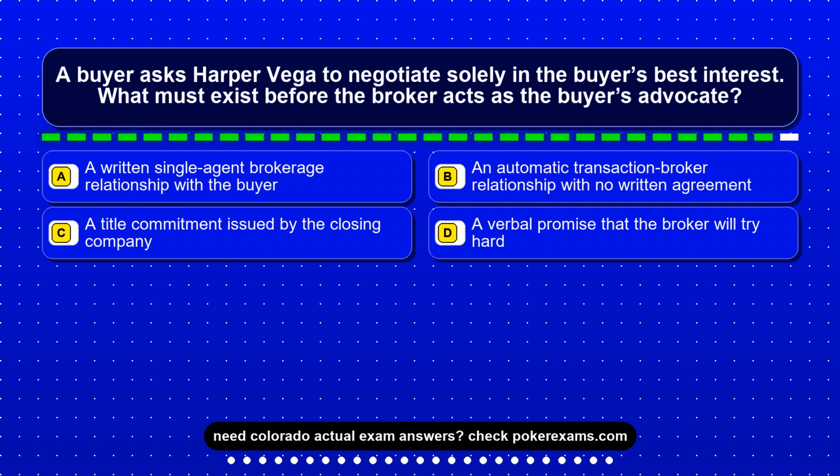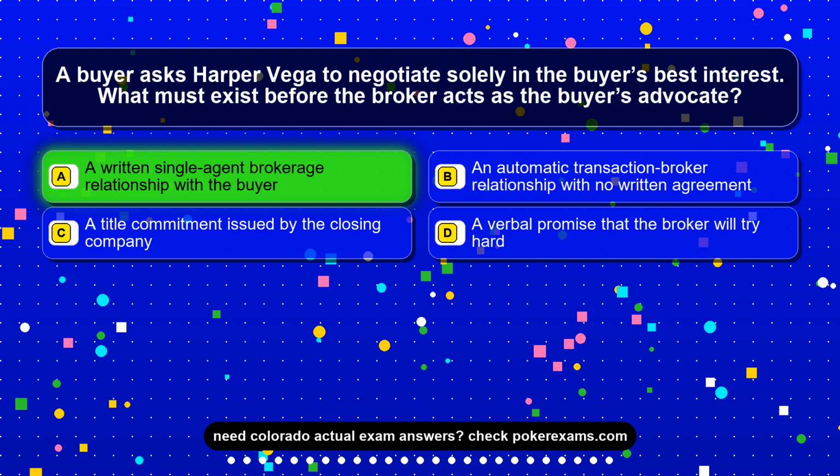Question 6. A buyer asks Harper Vega to negotiate solely in the buyer's best interest. What must exist before the broker acts as the buyer's advocate? Option A. A written single-agent brokerage relationship with the buyer. Option B. An automatic transaction-broker relationship with no written agreement. Option C. A title commitment issued by the closing company. Option D. A verbal promise that the broker will try hard.